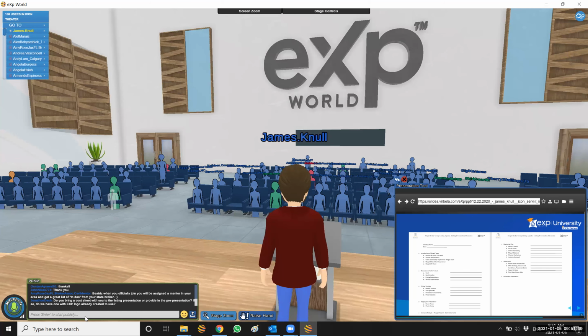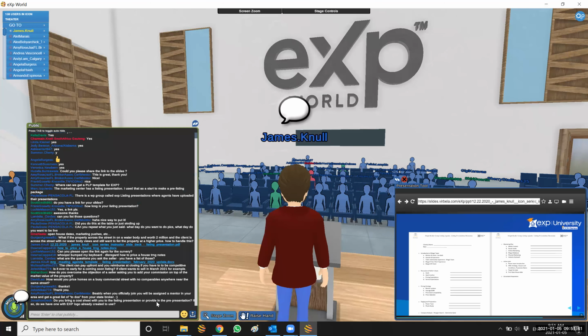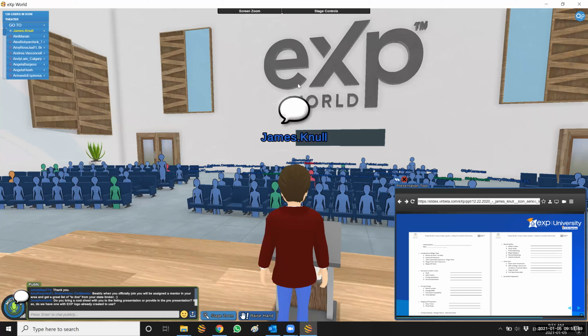Do you bring a cost sheet to the listing presentation or provide it in the pre-presentation? If so, do we have one with an EXP logo? I think a cost sheet is basically the net sheet, which means you take the sale price and deduct from it the commission, transaction costs, et cetera.